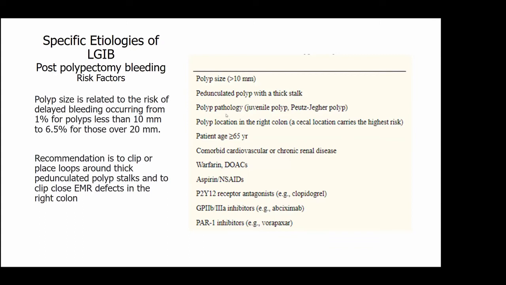And there are other risk factors as well. For example, a pedunculated polyp with a thick stalk, that's an increased risk to bleed. Older patients, polyps in the right side of the colon, especially the cecum. If a patient has a bunch of comorbid diseases or chronic renal disease, and of course, patients who are on anti-hemostatic drugs. And that's why there's a recommendation for us to clip thick polyp stalks and also to close EMR defects in the right side of the colon.